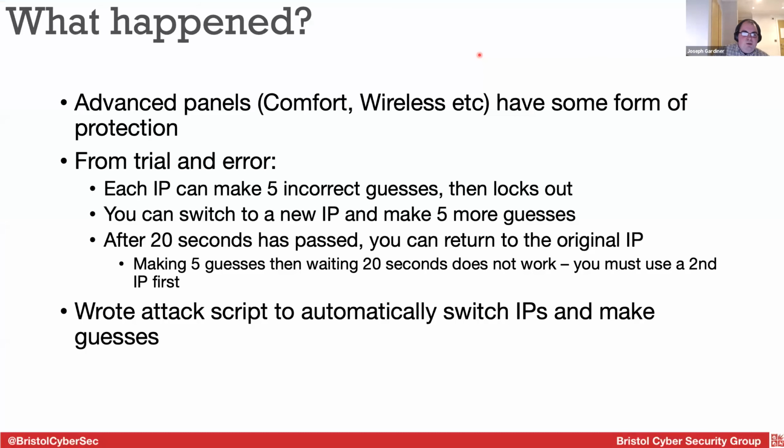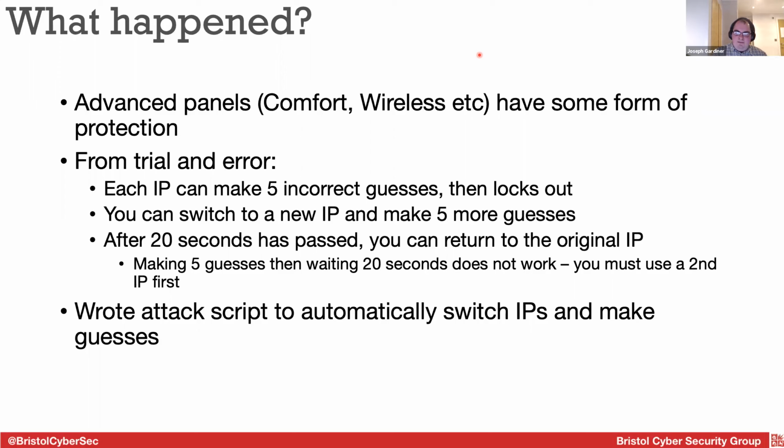With a bit of trial and error, what we found was that this is the brute force protection mechanism of the advanced panels. Each IP address can make 5 incorrect guesses and then gets locked out by IP address. You can then switch to a new IP address and make 5 more guesses, and then you get locked out of that address as well. But if you then wait 20 seconds and go back to the original IP address, you can make 5 guesses again. And after 20 seconds, you can go back to your second IP address and make 5 more guesses, and basically switch IPs and continue making guesses at a very slow rate as long as you want.